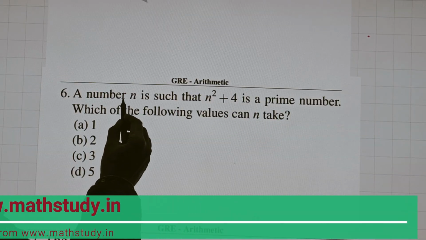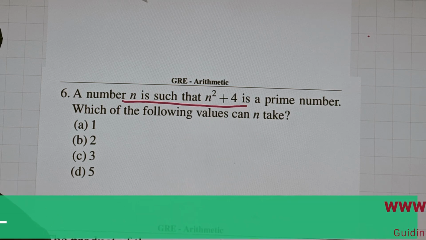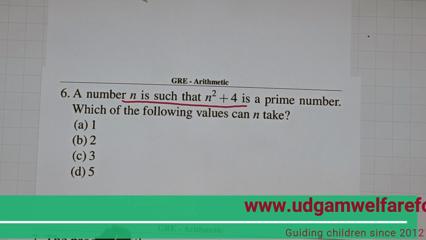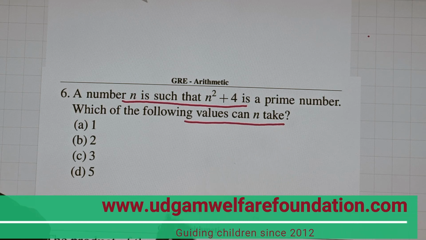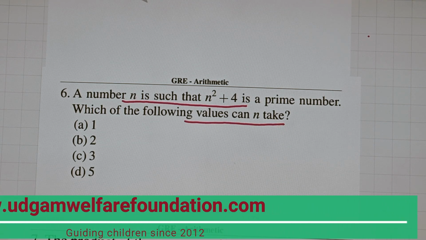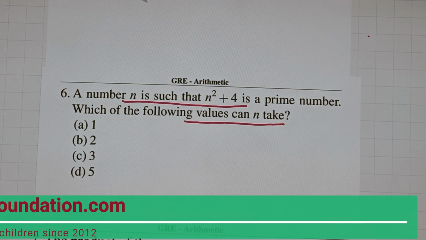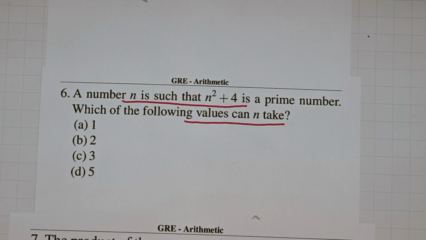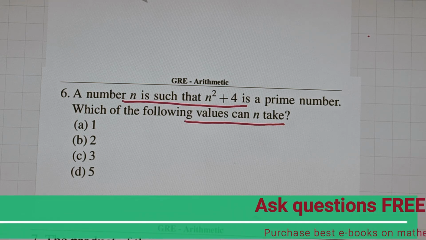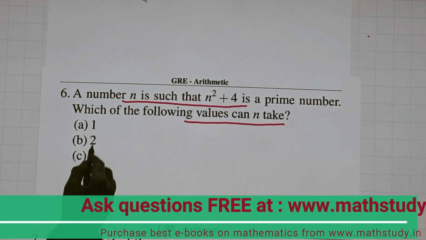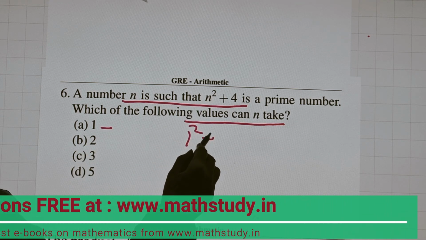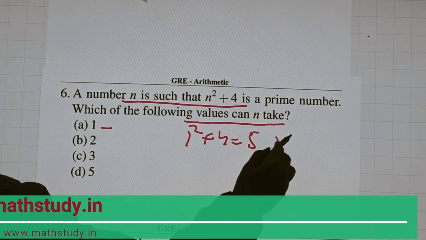Here we have a number n such that n square plus 4 is a prime number. Which of the following values can n take here? That means the resultant of this n square plus 4 should be a prime number. So let's plug in the values of n here. Let us say n is 1, then 1 square plus 4 is equal to 5, which is a prime number.